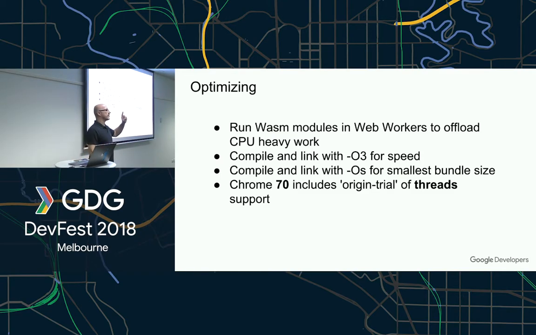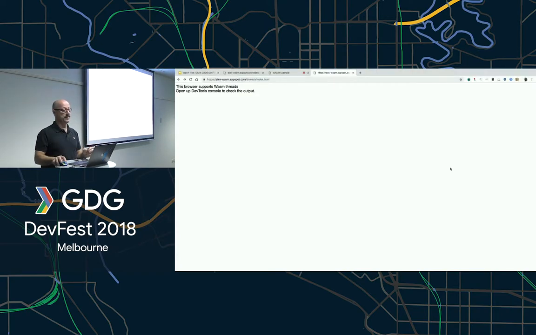Does anyone know what native threads are? Right, one person. See, we never had proper threading in the browser. We had this thing called pthreads. And there's actually a blog post going to be coming out next week to announce that WebAssembly has threading support.